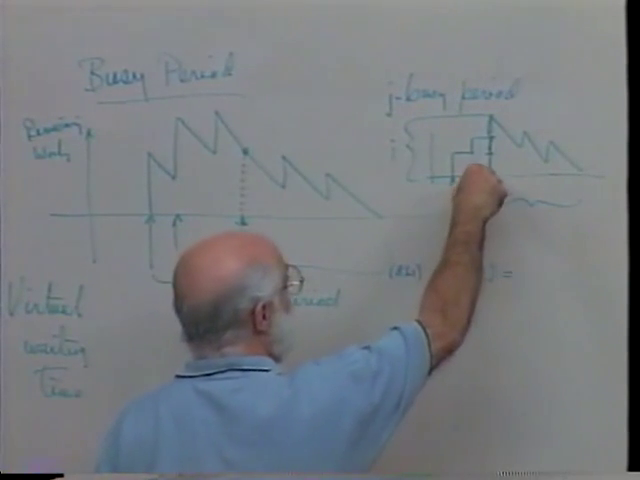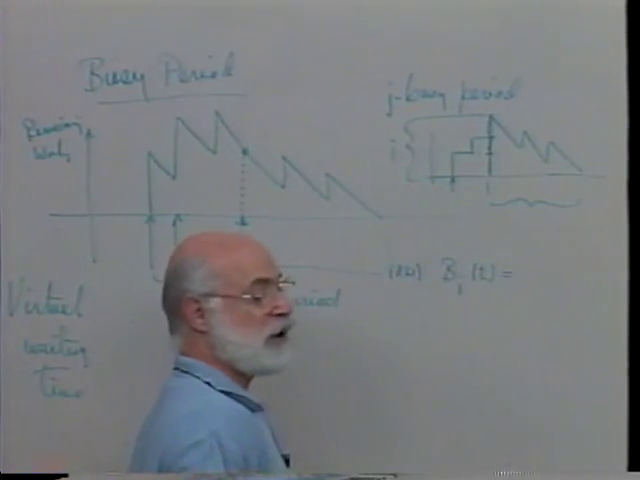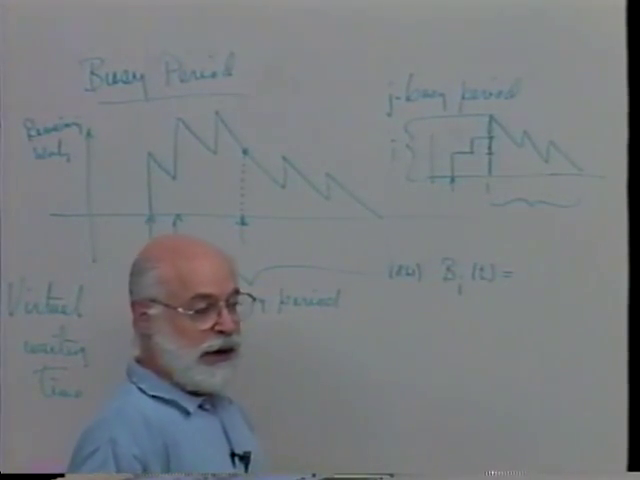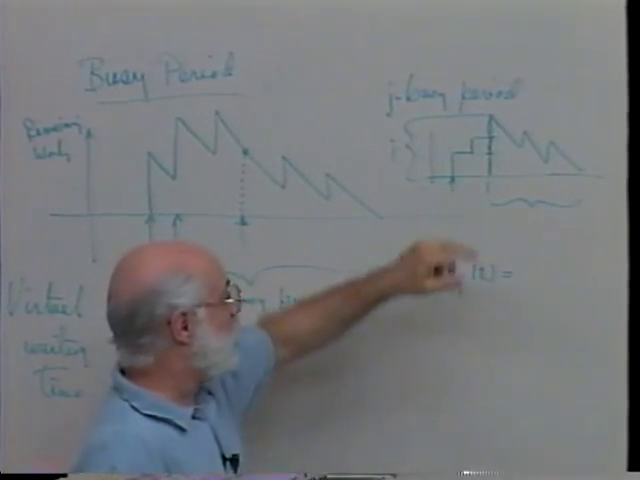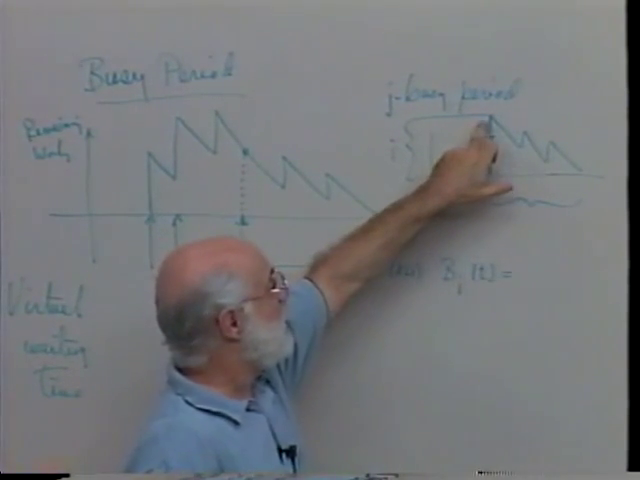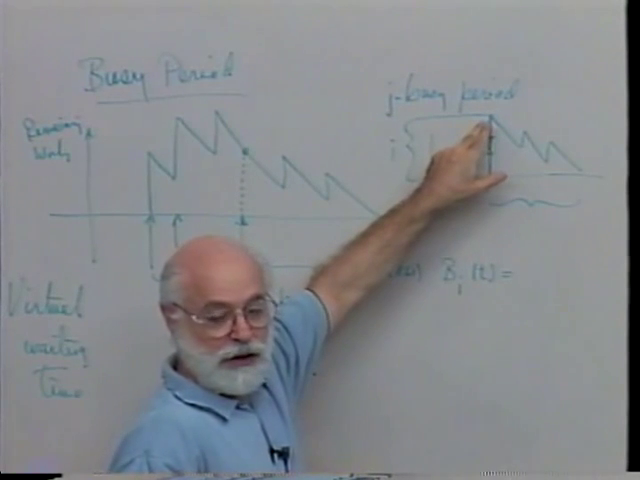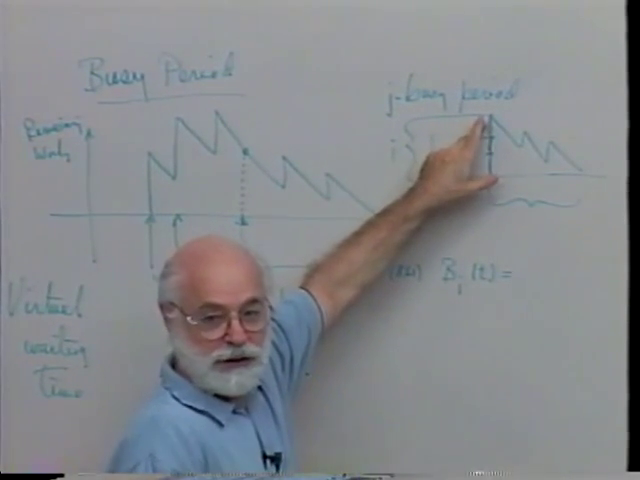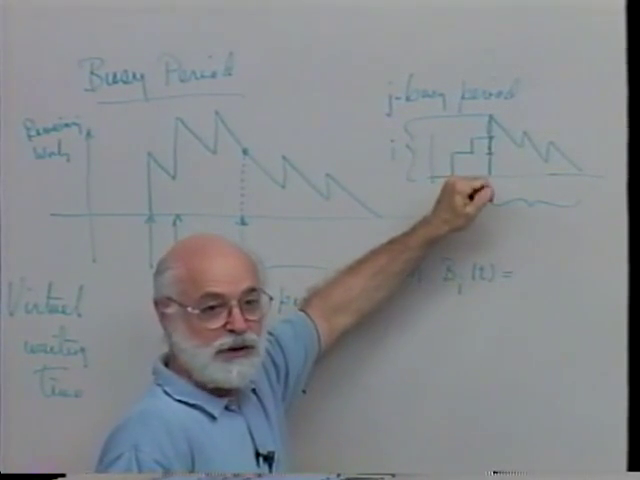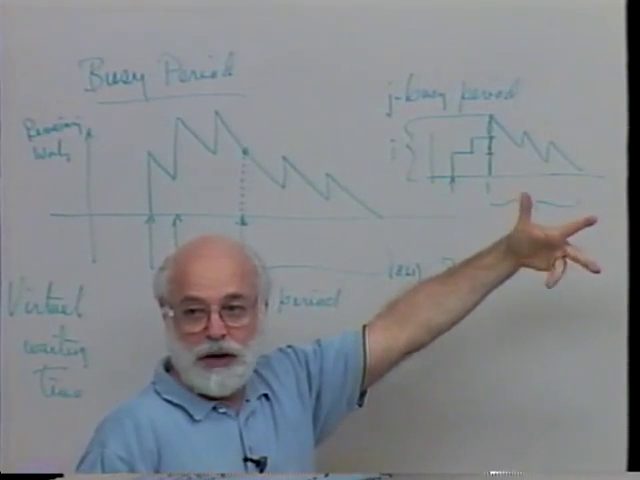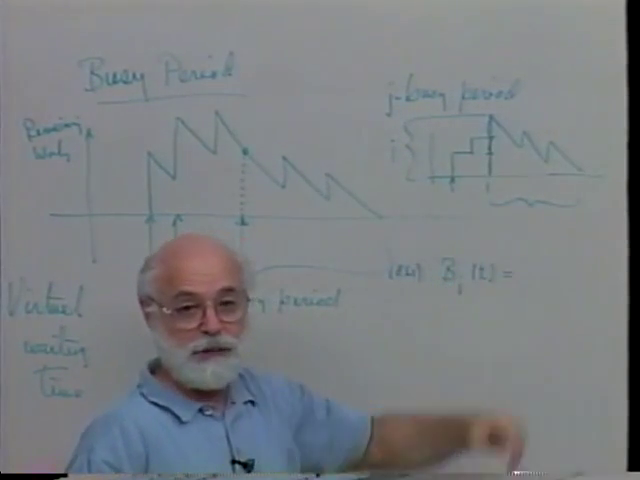All right, we've got, say, 3 customers when the server starts to work. One way I could serve this J busy period is I could serve this customer, this customer, this customer. Then I could serve all of the customers that arrived during their 3 service times. Then I could serve all the customers that arrived during their service times, and so on. And when I got all finished, that would be my J busy period.